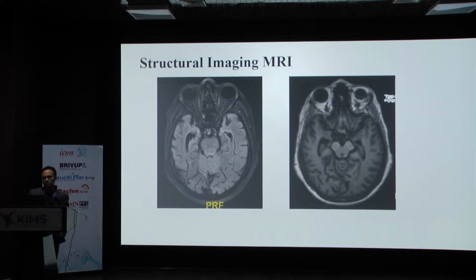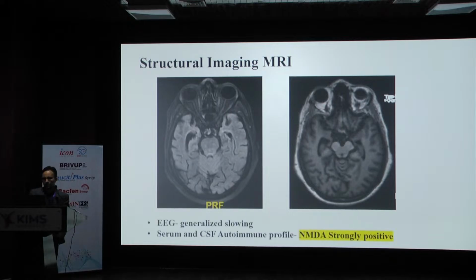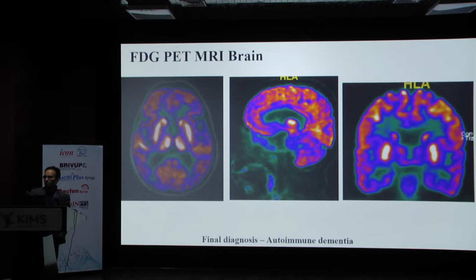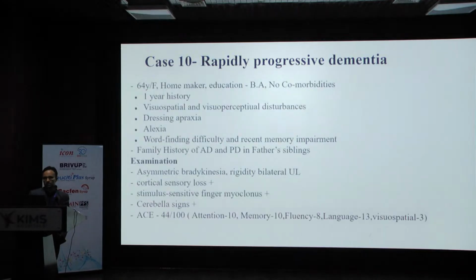So we got his scan done. There is again medial temporal atrophy, and his diffusion was clear. There was no evidence of any CJD in this patient. His CSF was strongly positive for NMDA, both serum and CSF. EEG just showed some generalized slowing. And this is a case of an autoimmune dementia. You see, 6 months history only. This is a hypermetabolic pattern, classical of autoimmune encephalitis or autoimmune dementia. I showed you all the previous hypometabolic scans. Here, you see, everything is firing off. So this is a classical case of a patient who has autoimmune encephalitis.